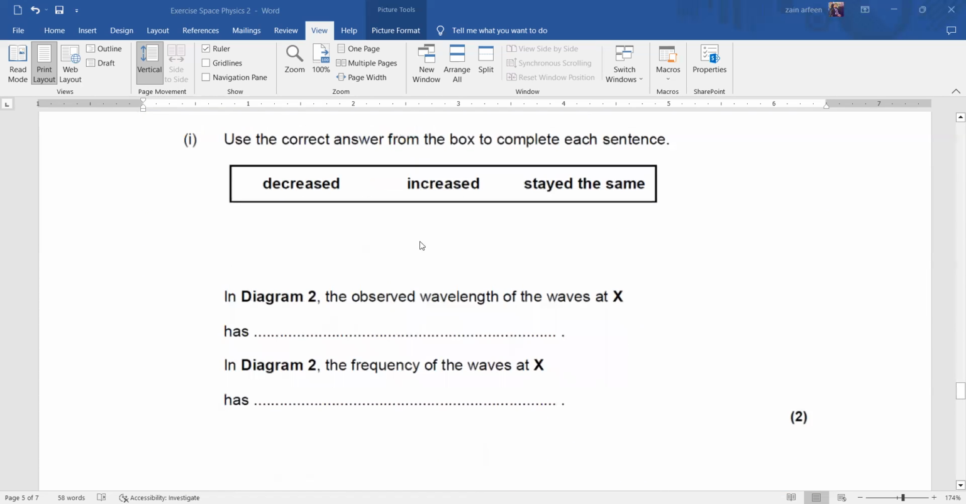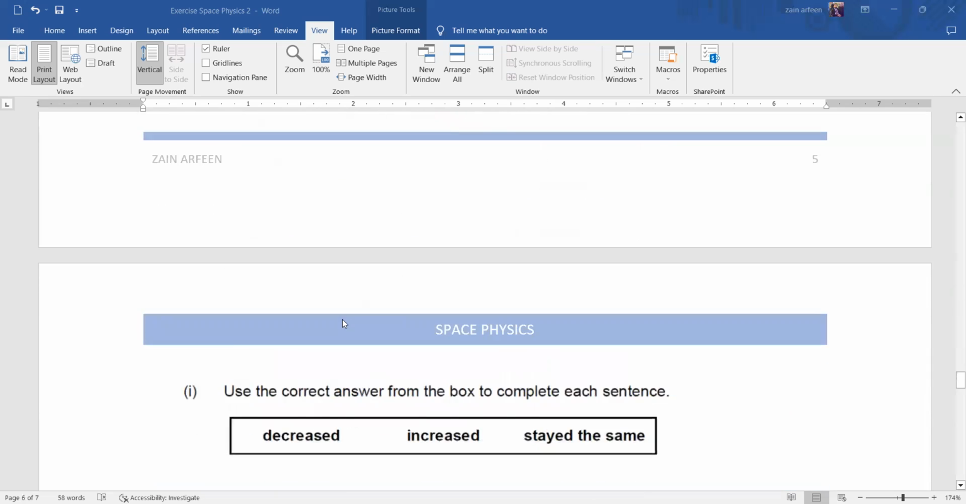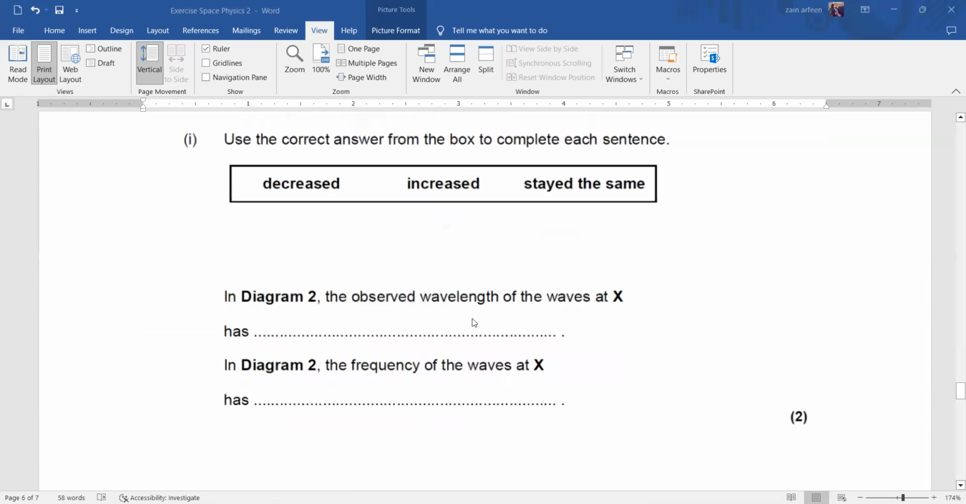So the question is, use the correct answer from the box to complete each sentence. In diagram 2, the observed wavelength at X has increased, decreased, or stays the same. So the observed wavelength has increased. That's right. And what about the frequency? The observed frequency has decreased. Yeah, that's correct.